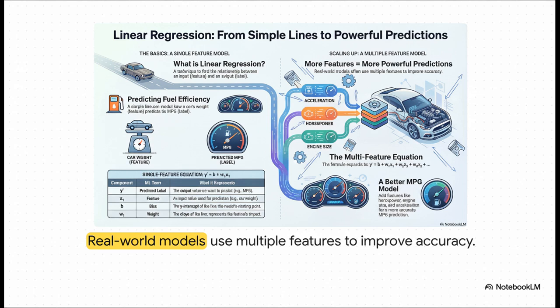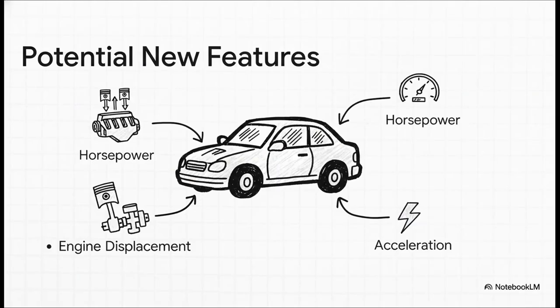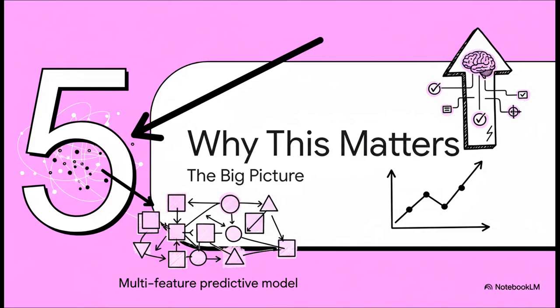Real-world models don't just look at one thing. They pull in lots of different features at the same time: horsepower, acceleration, engine size, all of it flowing into the model to create a much richer, much more accurate prediction. And here's the best part. The math doesn't even get that complicated. You just add on a new weight and a new feature for every new piece of information you want to include. Each new feature just gets its own slope, its own little knob to turn that affects the final prediction. So for our car model, we could start adding in things like horsepower, maybe the engine's displacement, how quickly it accelerates, even the number of cylinders it has. Each one of those would help our model zero in on the true MPG. So we've gone from a few dots on a graph all the way to a multi-feature prediction machine.